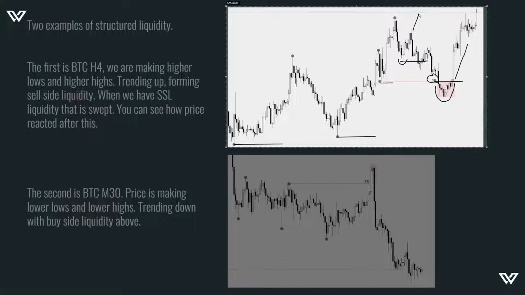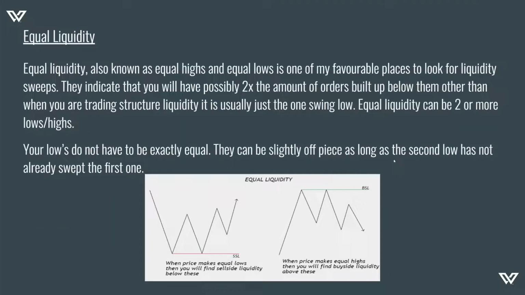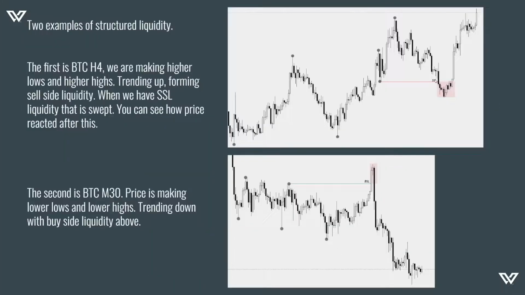This low did not lead to a new high, so the chances are price is going to want to keep trending down, making lower lows until we grab this sell side liquidity here. Once we grab the sell side liquidity, then we trend. Before we grab this liquidity, you can see price was just selling off. There was no real interest from buyers.